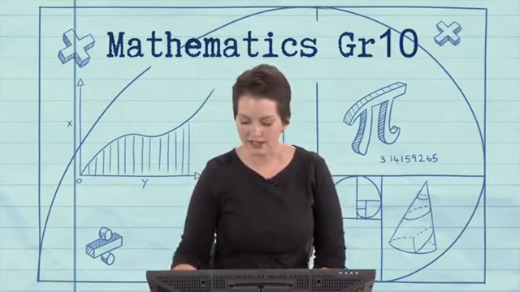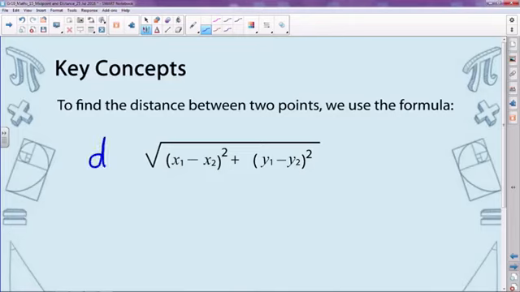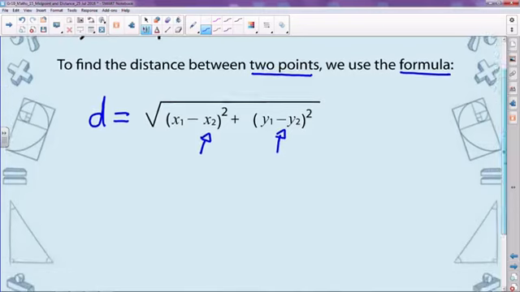Let's take a look at the slide. Okay, now to find the distance between the 2 points, we use the formula d equals the square root of (x1 minus x2) squared plus (y1 minus y2) squared.